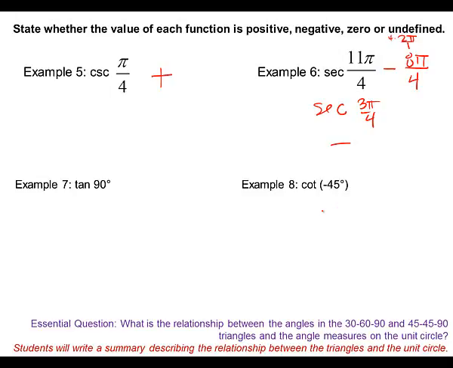All right. I want you to try tangent of 90 and cotangent of negative 45. You might have to use the table. You might have to subtract or add from 360. All right. I'm going to give you about a minute at the most. I want you to think through both of those.